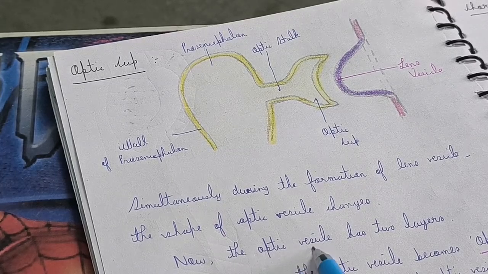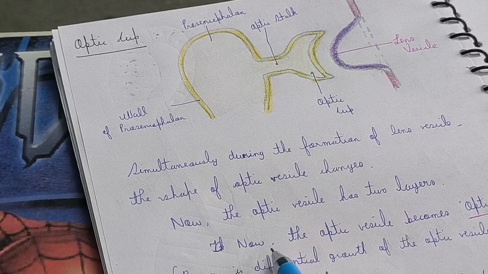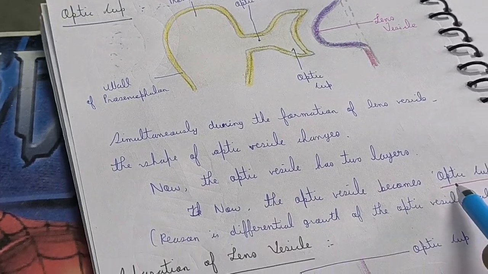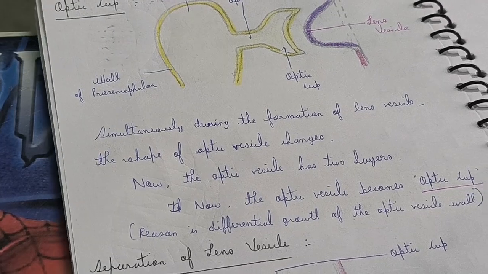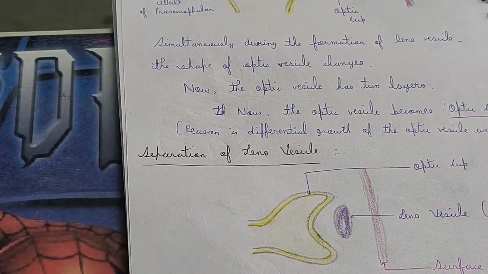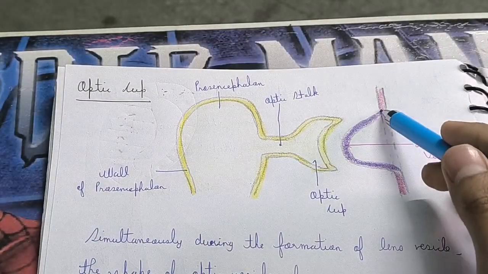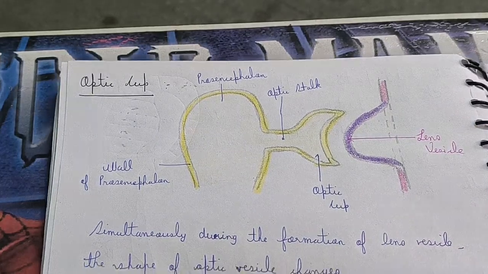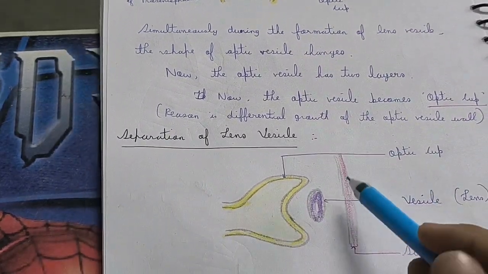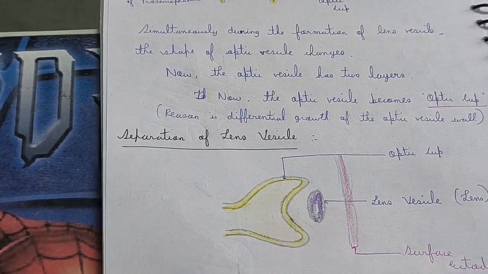And now the optic vesicle has two layers, and that two-layer optic vesicle is known as the optic cup, and there is also differential growth of the optic vesicle wall. So now the next part that I want to discuss is the separation of the lens vesicle. Initially the lens vesicle is in contact with the surface ectoderm, but now you can see that the lens vesicle is completely separated from the surface ectoderm.